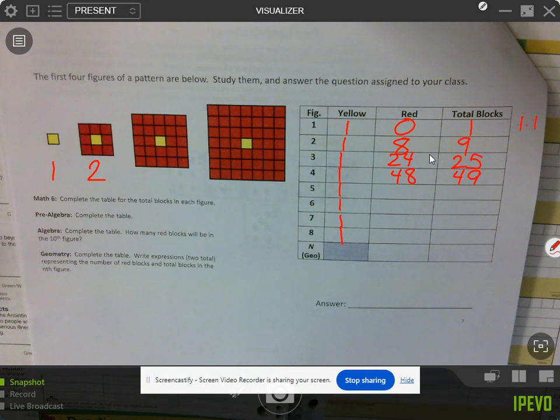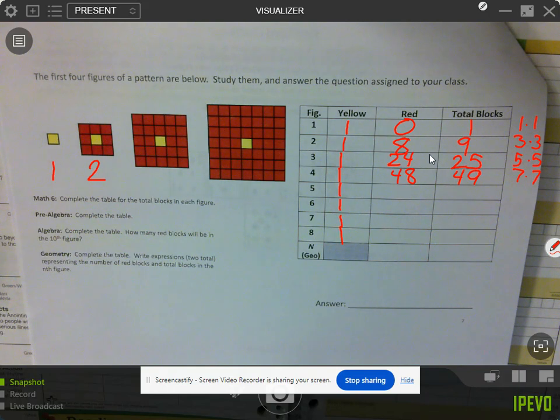Look at 9. What is 9 a perfect square of? 3 times 3. 5 times 5. 7. Oh my, am I just seeing a pattern? Look at that pattern there.